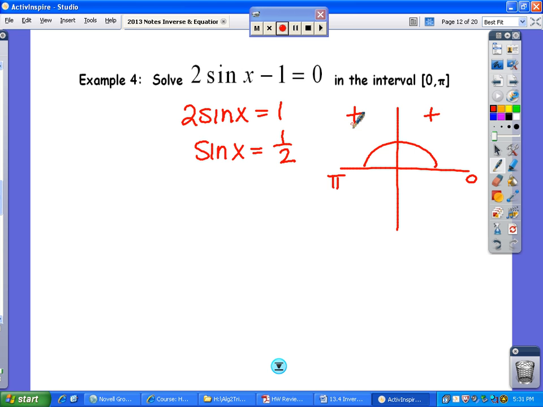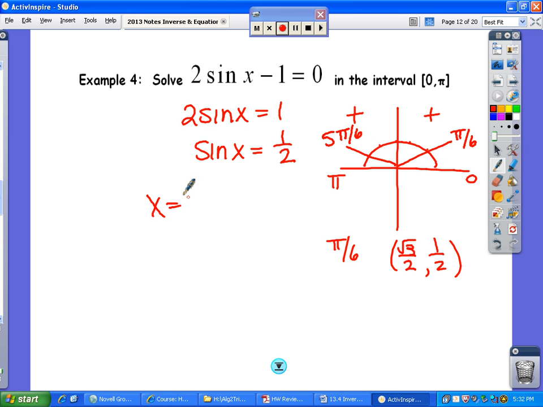All right, what family has sine of 1/2? Hopefully you said the 30 degree family, so pi over 6. So in the first quadrant, we got pi over 6. All right, in the second quadrant, what do we got? We got 1, 2, 3, 4, 5. So 5 pi over 6 is our second answer. So x is equal to pi over 6 and 5 pi over 6.